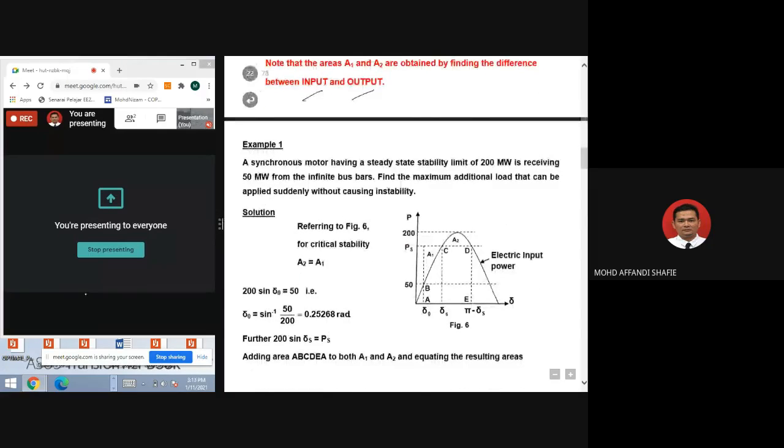Okay, so here you have one example. You have a synchronous generator having a steady state stability limit of 200 megawatt, and is receiving 50 megawatt from the infinite bus bar. So find the maximum additional load that can be applied suddenly without causing instability. So here, referring to figure 6, for critical stability, A2 is equal to A1.